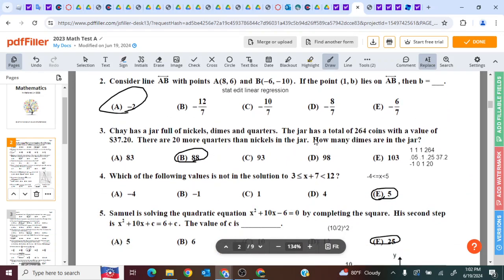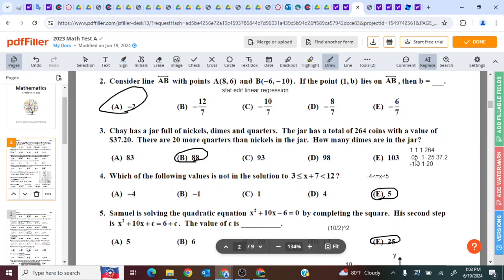Number three: Che has nickels, dimes, and quarters. The jar has a total of 264 coins with a total value of that. There are 20 more quarters than nickels. How many dimes are there? Well, this is going to be a three-variable linear system of equations. To do that, you'll go to matrix and put the representatives of the variables in the matrix. So 1 times the amount of nickels, 1 times the amount of dimes, and 1 times the amount of quarters totals 264 coins.